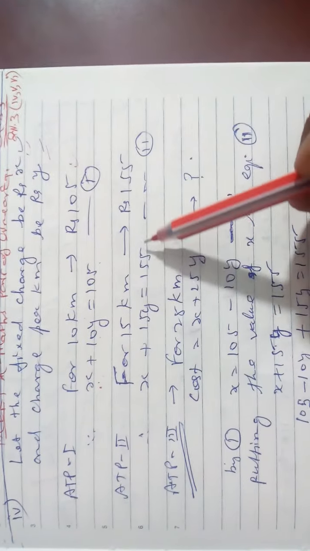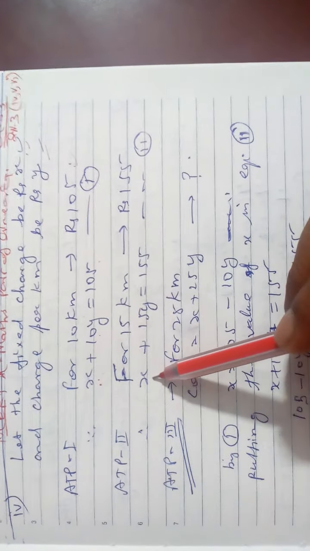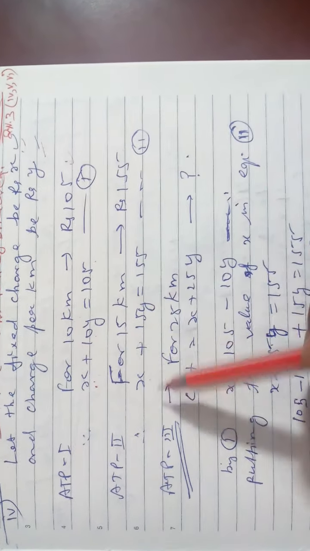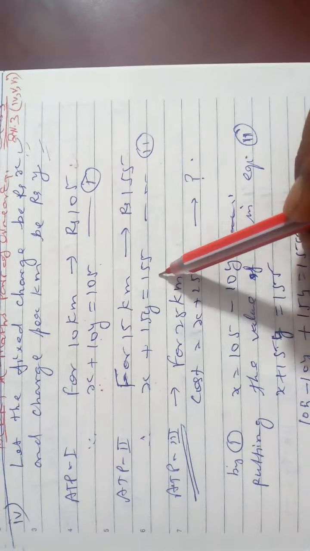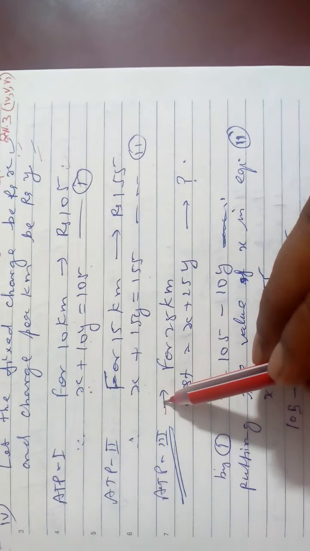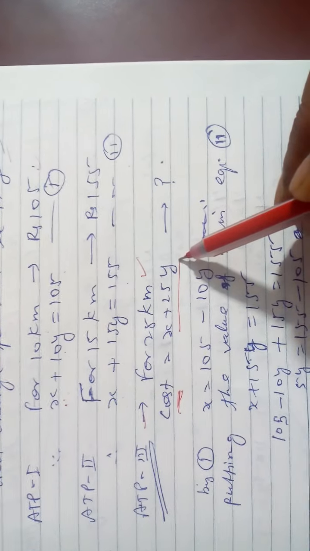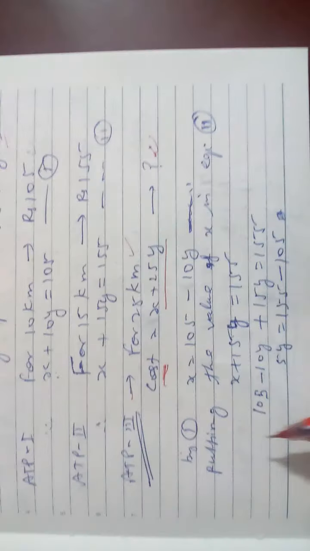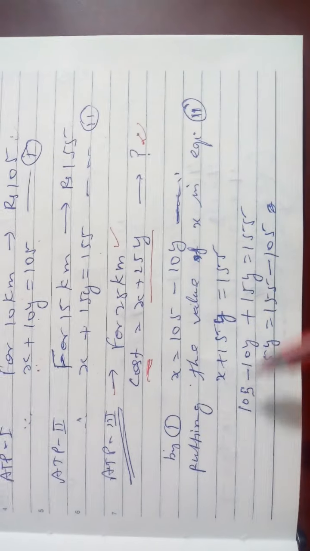For 15 km you are paying rupees 155. So the charge will be the fixed charge plus 15 into y. The fixed charge will not change. It is the second equation, x plus 15y equal to 155. And another question is given: for 25 km what will be the cost? For 25 km you will pay x plus 25y. We will find it after getting x and y. So by equation number 1, put the value of x in equation number 2.